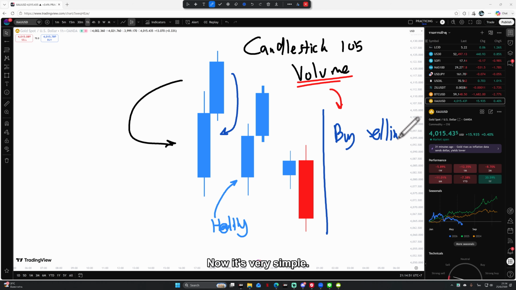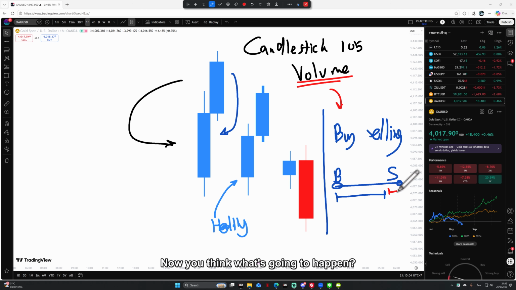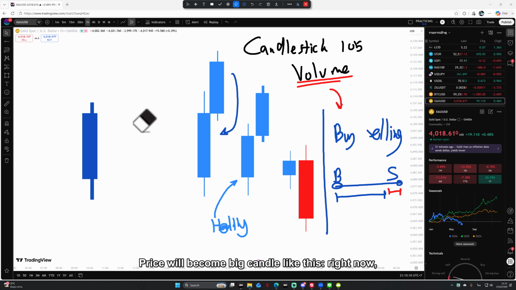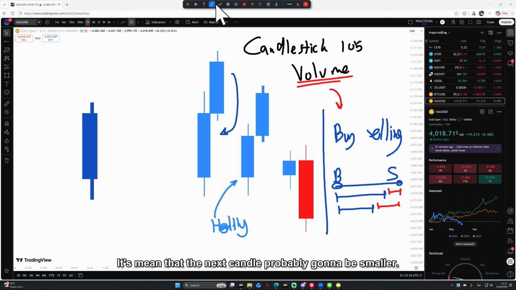Now, it's very simple. Listen to me very carefully. In the forex market, we only have a buying side and a selling side, right? So let's say that we have a lot of buying volume. Now what do you think is going to happen? Price will become a big candle like this, right? Now let's say we have a lower buying volume. What does it mean? It means that the next candle is probably going to be smaller, right?